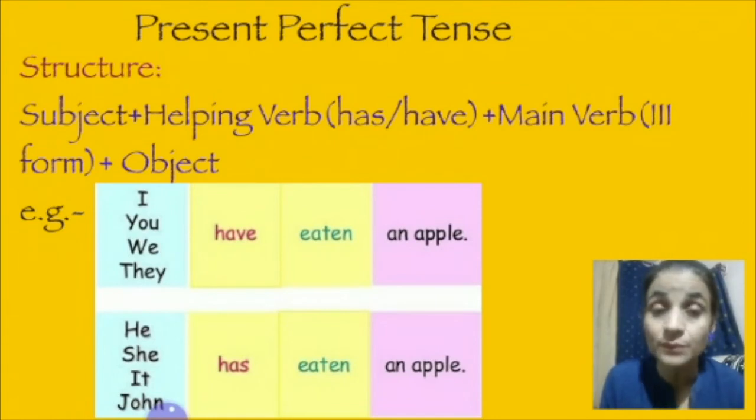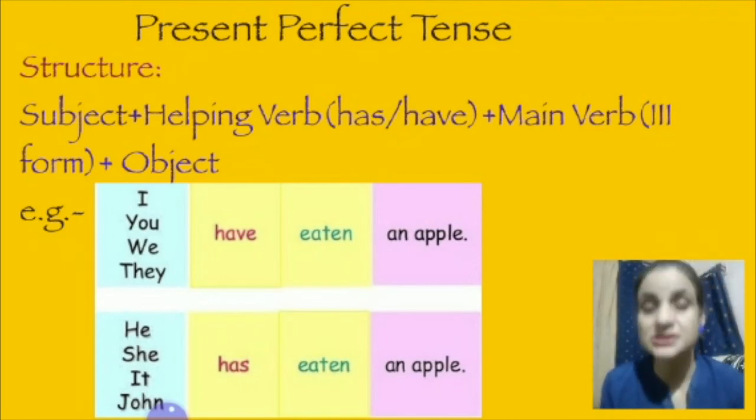Here we and they are plural pronouns, so we are using have. But I and you are singular. But as I told you earlier, I and you are the first and second person pronouns. That's why we will use have here. Next, singular subject, we will see he has eaten an apple, she has eaten an apple, it has eaten an apple, John, any name, has eaten an apple. So with a third person pronoun or a singular noun, we will use has. And have you paid attention to eaten? That is the third form of the main verb eat.